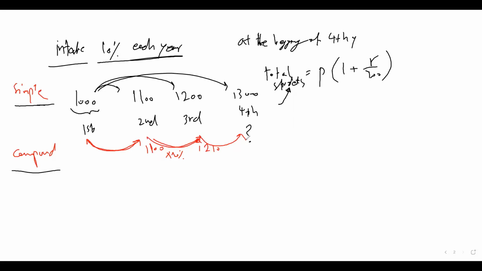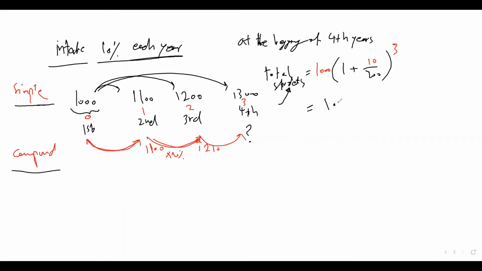Maybe it was better if I started from 0, 1, 2, 3, so you wouldn't be confused. But you shouldn't put 4 here, guys. They say at the beginning of fourth year, meaning after 3 years completed. So therefore I put 3 here. R is 10%, right? So I put R is 10 here. And P is basically 1,000 students. And you can solve this.